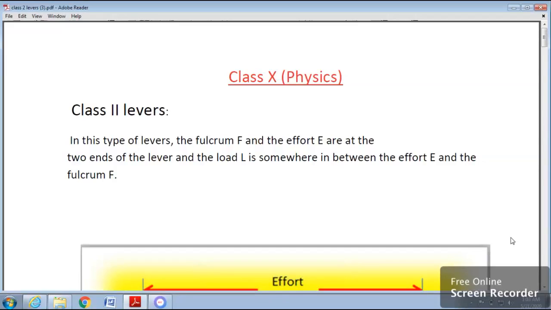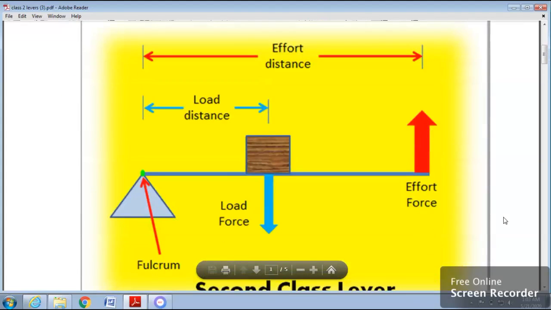Hello students, today we will discuss class 2 levers. In this type of lever, the fulcrum F and the effort E are at two ends of the lever and the load L is somewhere in between the effort and the fulcrum. So watch this diagram. As you can see, we have fulcrum at one end and effort at the other end, and load is somewhere in the middle of or in between the effort and the fulcrum.